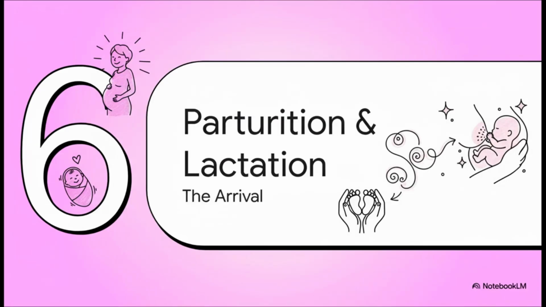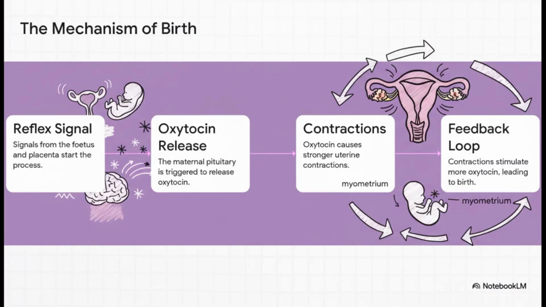And that brings us to the final chapter of this incredible story, the end of pregnancy with childbirth, which is called parturition, and then the nourishment that follows, through lactation. So how does childbirth, or parturition, actually get started? Well, it's driven by this really cool neuroendocrine mechanism. It all begins with signals from the fully developed fetus and the placenta. These signals cause mild contractions in the uterus, and this is known as the fetal ejection reflex.